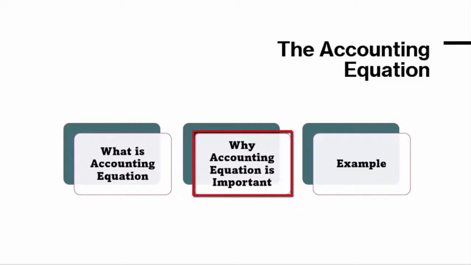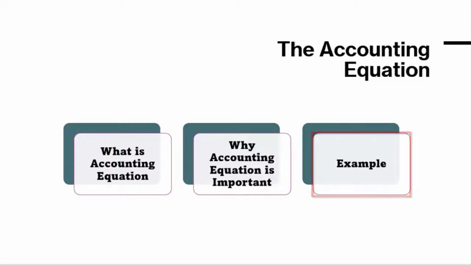Why is the accounting equation important? The accounting equation is crucial because it keeps the business's finances balanced and accurate. It helps us see a clear picture of the company's financial health by ensuring that every transaction is recorded on both sides. This is why the equation is also known as the balance sheet equation, as it forms the foundation of the balance sheet, one of the main financial statements.